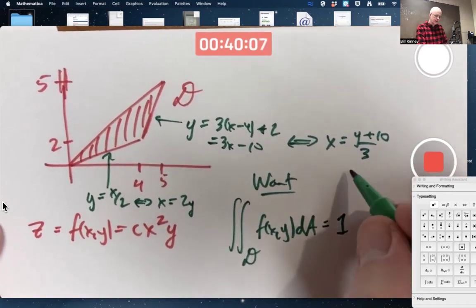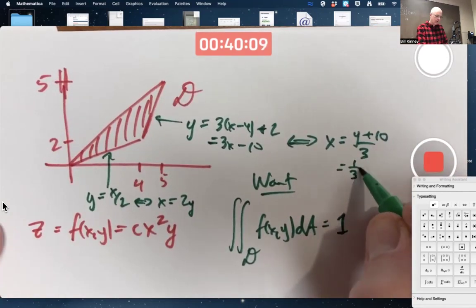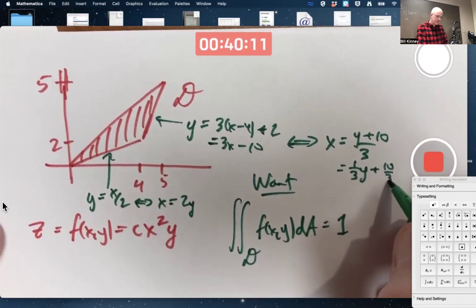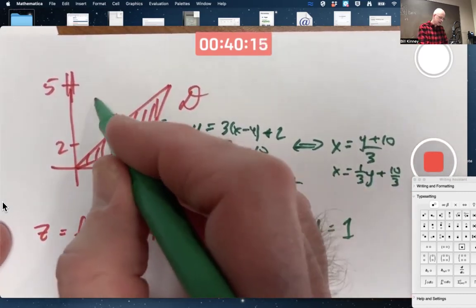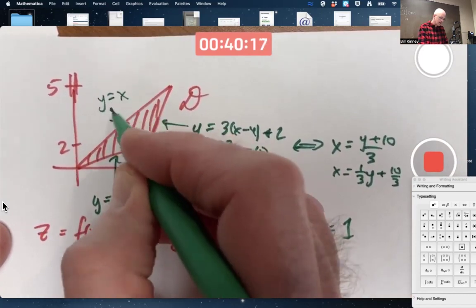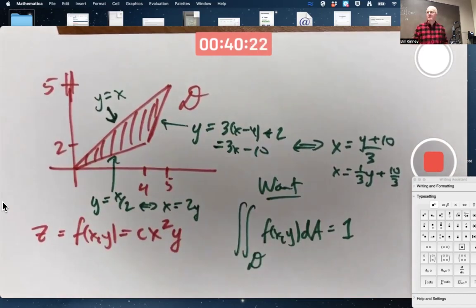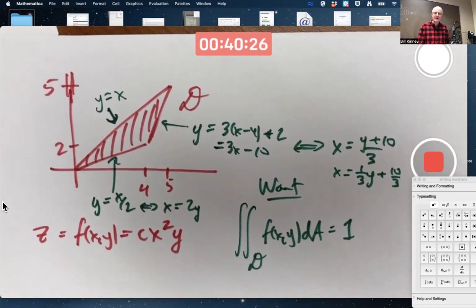Doing some algebra pretty quickly in my head here. 1/3 y plus 10/3. And this one's going to be y equals x right there. That's important. Another important thing is to, especially with a shape like this, break it up into pieces.